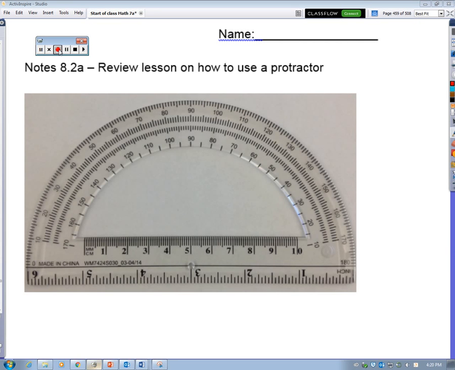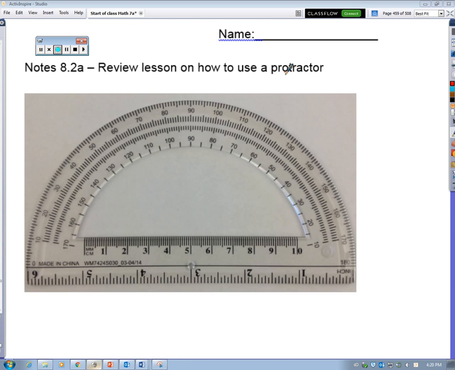Alright, my math friends, we are moving on into Chapter 8, and now we're going to be moving into Chapter 8.2. And the first thing we want to do with 8.2 is just give you a review lesson on how to use a protractor. I know you guys have used it before, but I just want to make sure that we know how to use it before we move further into 8.2 and do some more complicated things with a protractor.